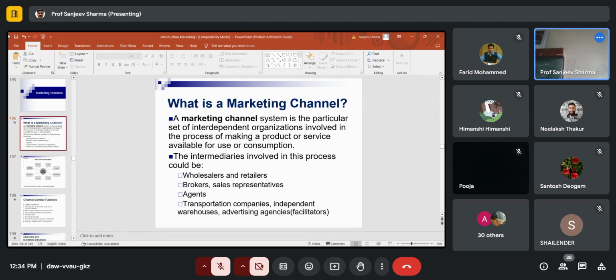So this is one way. Sometimes the company sells it to the distributor, and the distributor sells it to the retailer. So my channels are set. Both of them operate on margins.